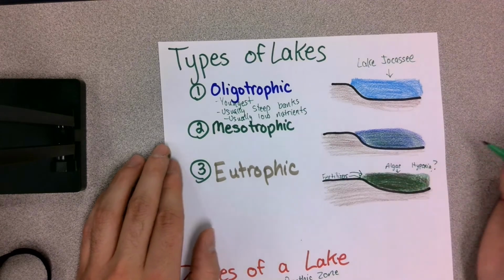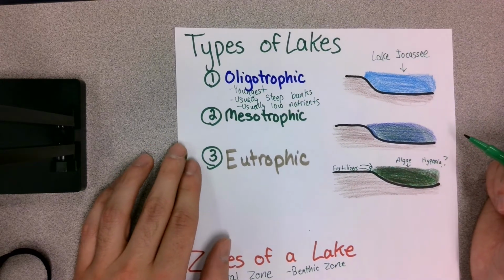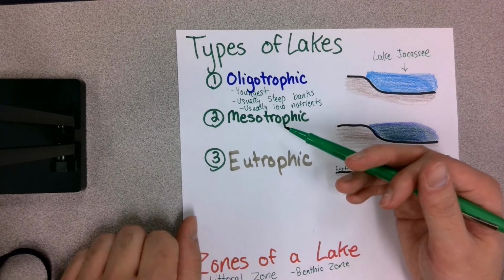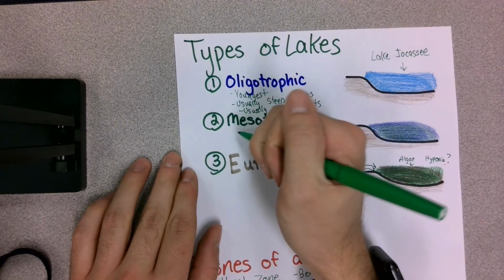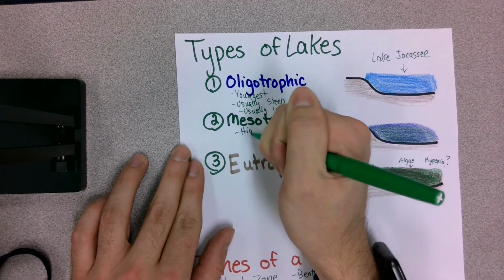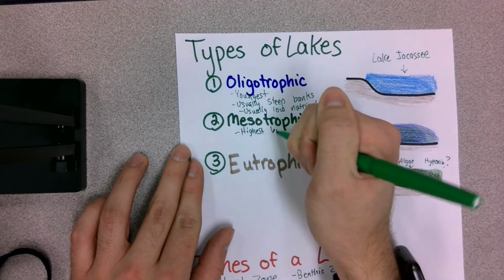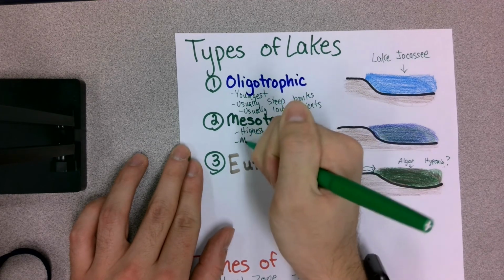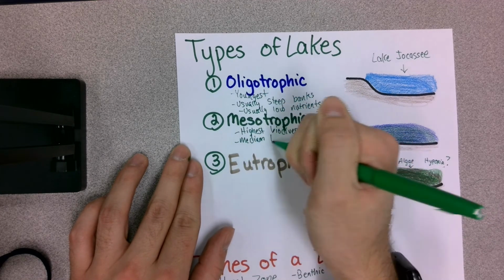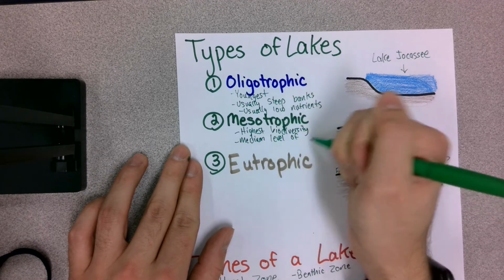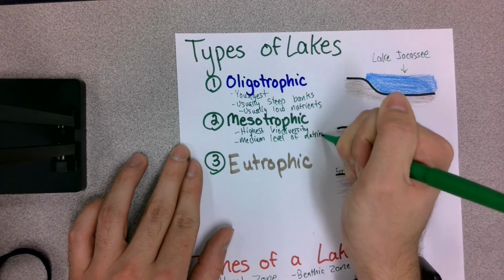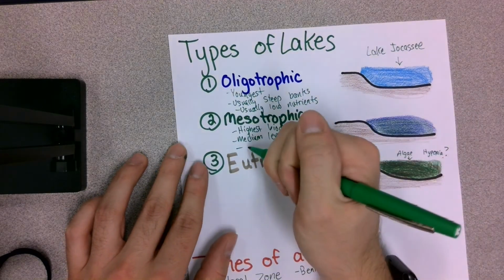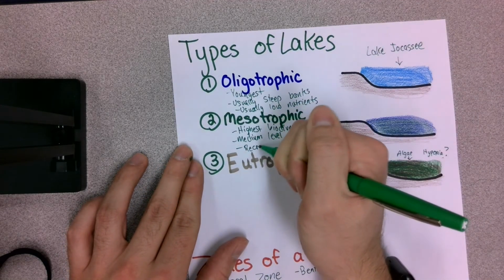All right, so mesotrophic is kind of the middle one, the mid version between oligotrophic and eutrophic. Mesotrophic lakes usually have the highest biodiversity, a medium level of nutrients, and these are usually the ones you want to swim in. These are the ones you want to visit. So recreation, I'm going to put that here.